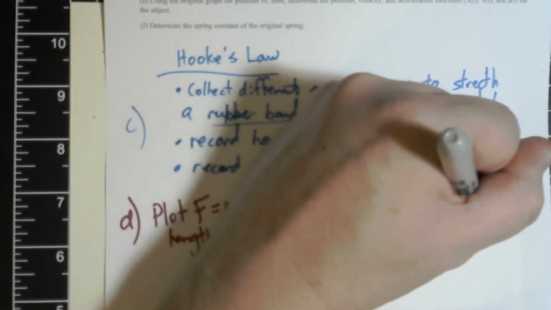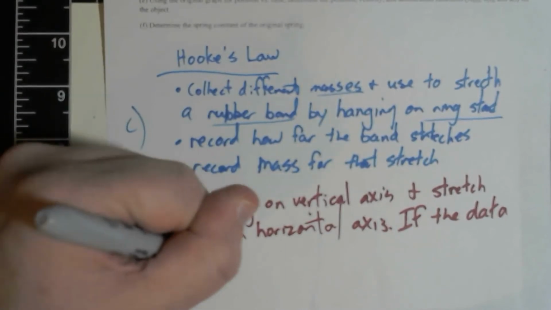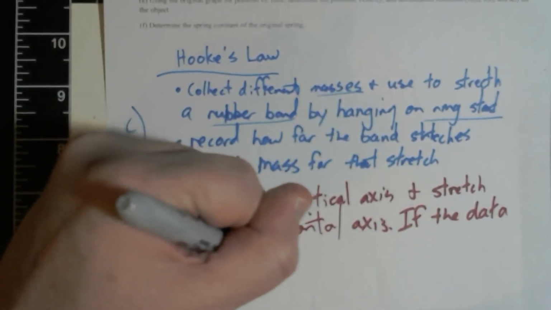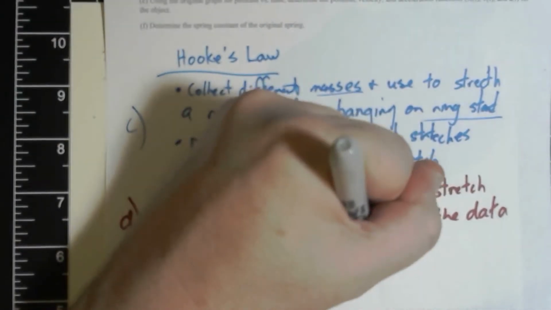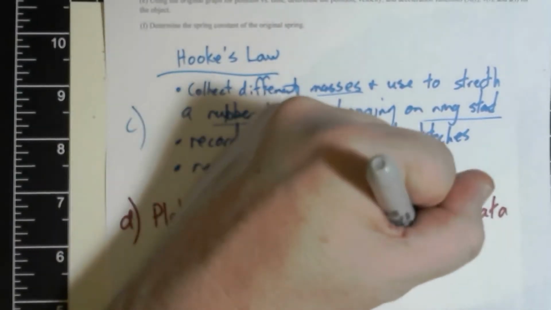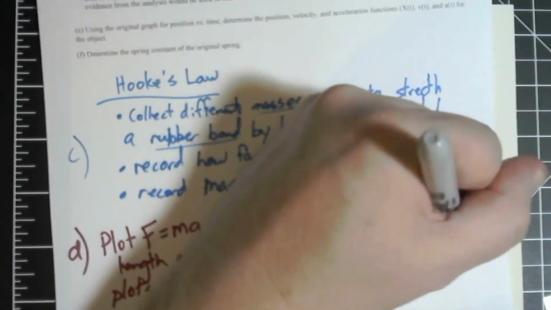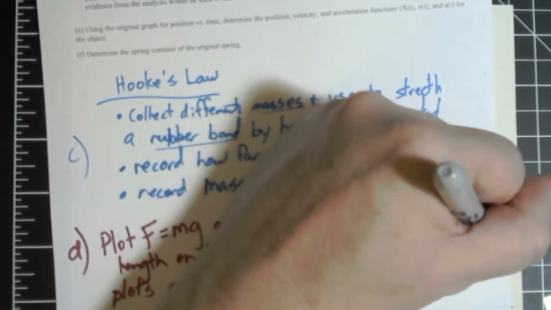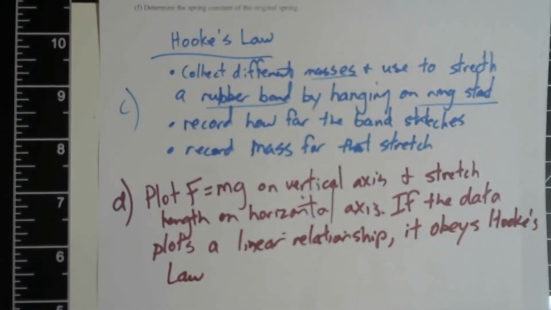If the data plots a linear relationship, it obeys Hooke's law. And so I don't even need to calculate anything. I just need to explain how you're going to do it.